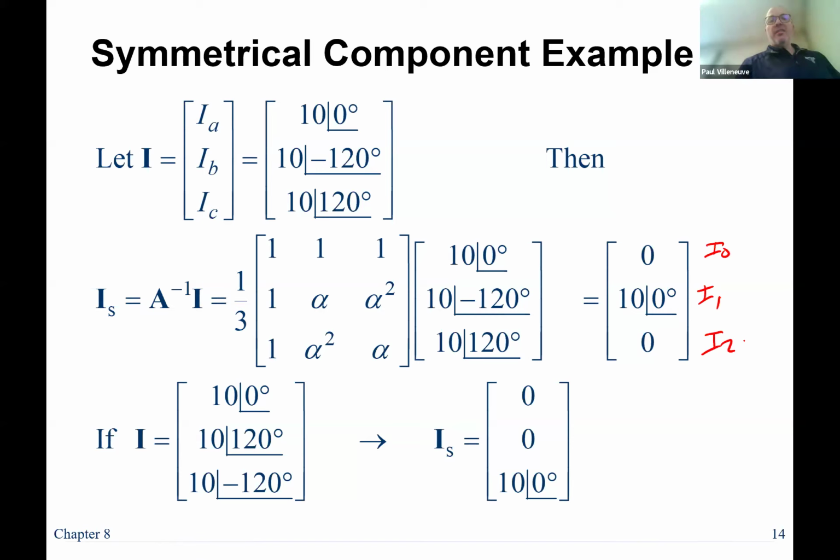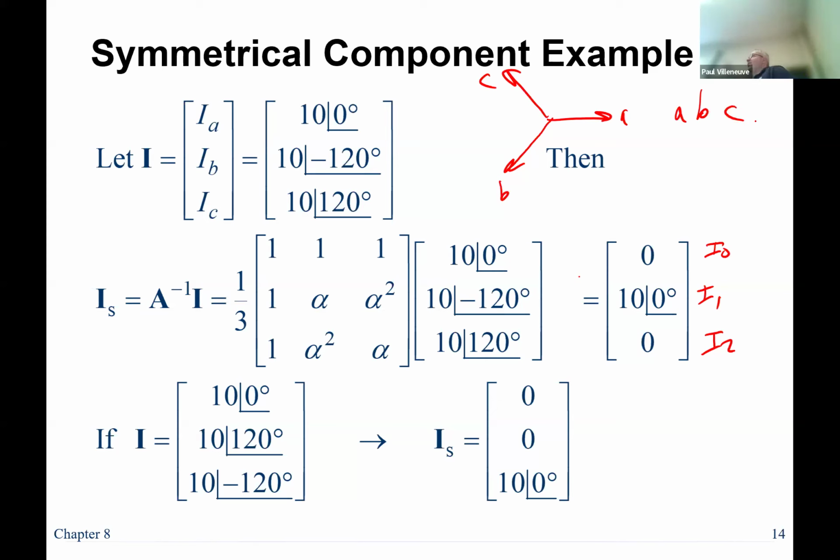Well, let's draw a picture. We'll call that 10 at an angle of 0. We'll call that 10 at an angle of minus 120. We'll call that 10 at an angle of positive 120. This is phase A, B, C, right? Isn't that the definition of a perfectly balanced system? Same magnitudes offset by 120 degrees. It's a perfectly balanced system whose rotation is A, B, C, right? I see A, then B, and then C.